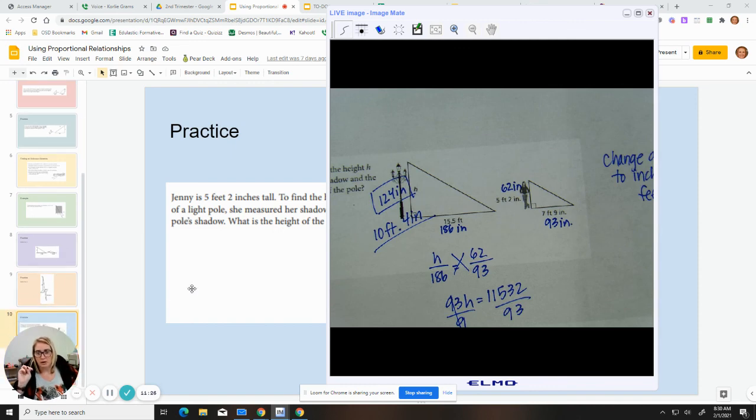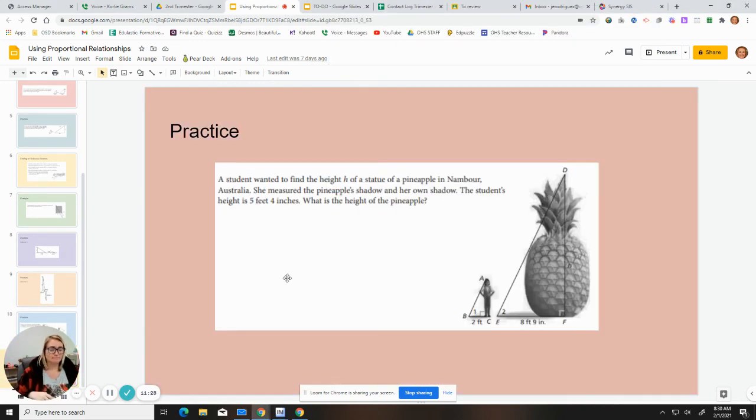Okay, all right, last practice. Go ahead and check this one out. Again, you're going to be in 2 different measures, so you're probably going to want to go to the same measurement to figure it out.